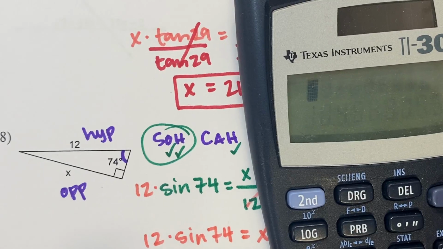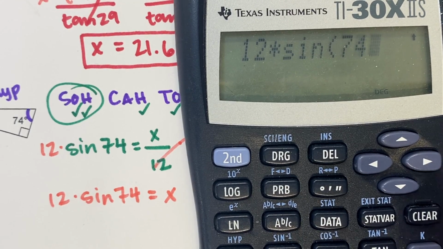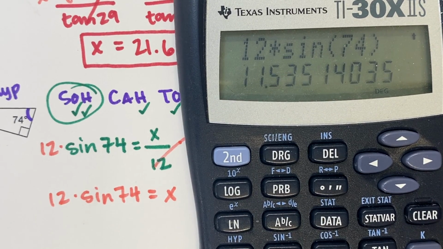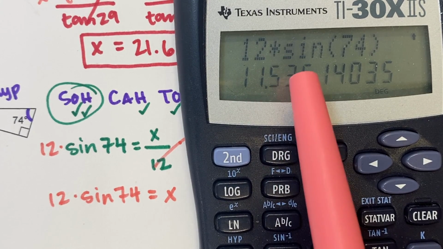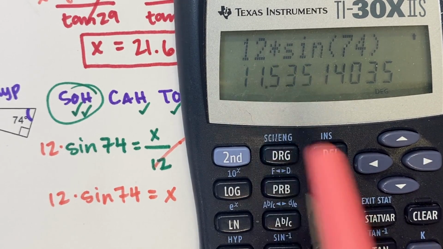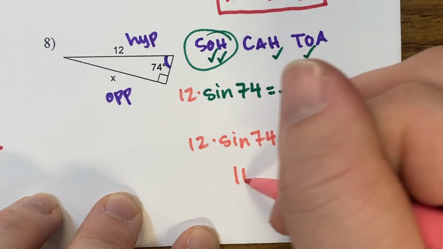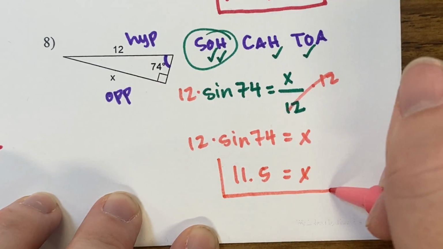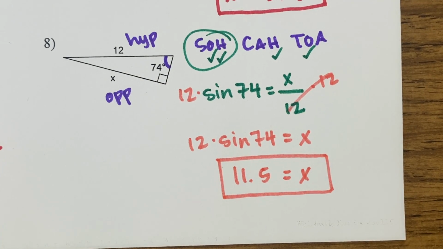So let's go ahead and do that. I got 12 times sine of 74, which is 11.53. I want it to this place, so look behind. The 3 is below 5, so this is going to stay 11.5. And there we go.